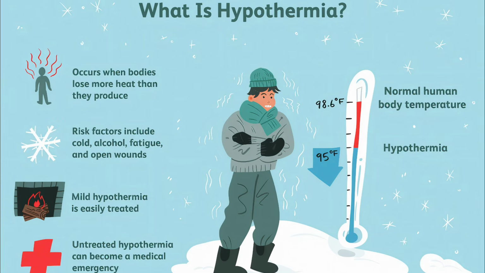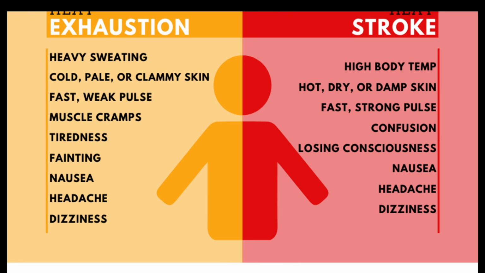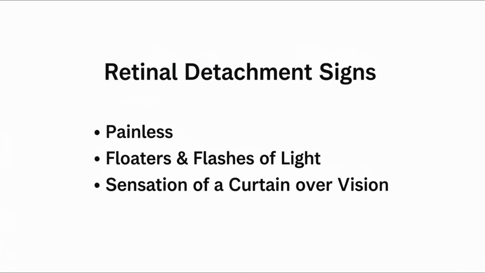For environmental trauma, know the signs of hypothermia. Early signs include shivering. Late signs include loss of coordination and confusion. For heat exhaustion, move the patient to a cool environment and rehydrate them. For eye injuries, a retinal detachment is typically painless but presents with floaters, flashes of light, and the sensation of a curtain across the field of vision.